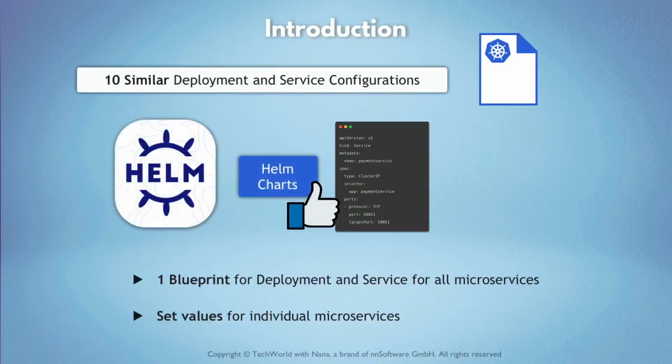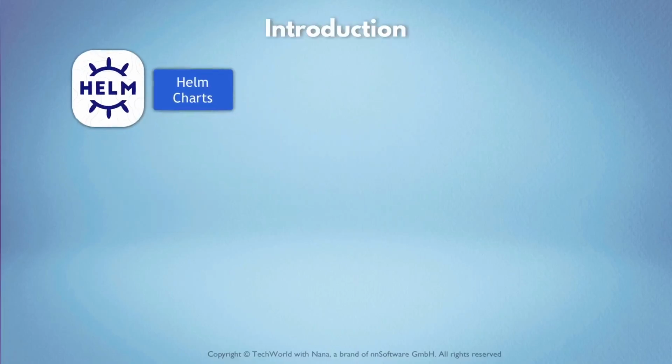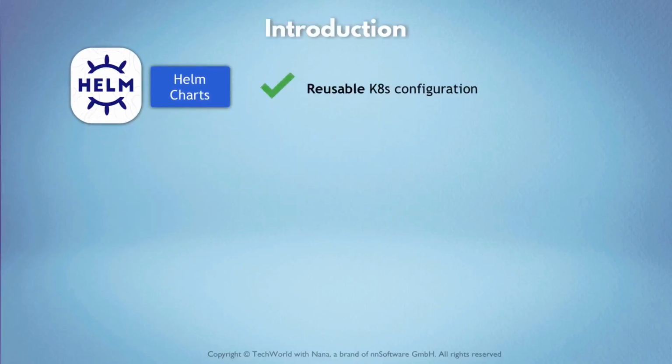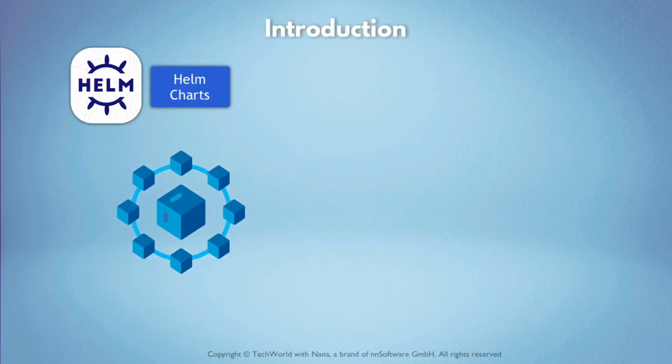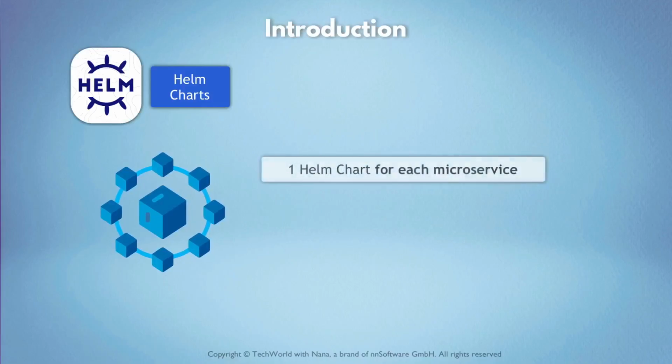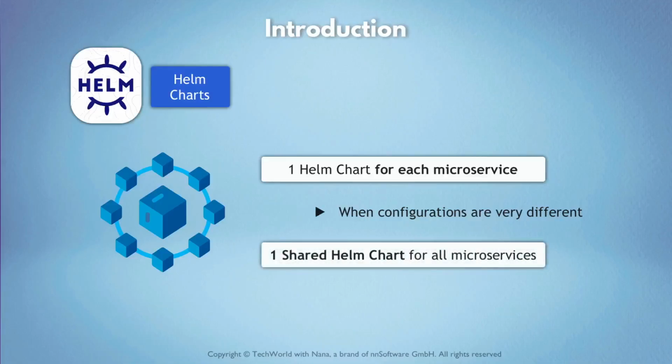In one of the previous lectures, you actually learned about Helm and about Helm charts, and you learned that one of the main benefits of using Helm charts is to define reusable Kubernetes configuration, and microservices is one of the best use cases for that. Now, there are two ways of creating Helm charts for microservices. First one is creating a separate Helm chart for each microservice, which makes more sense if the microservice configurations are very different from each other, or the second option is creating one shared Helm chart for all the services.